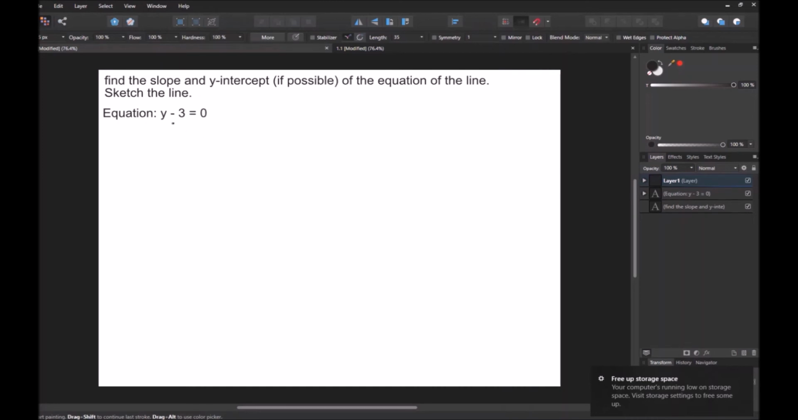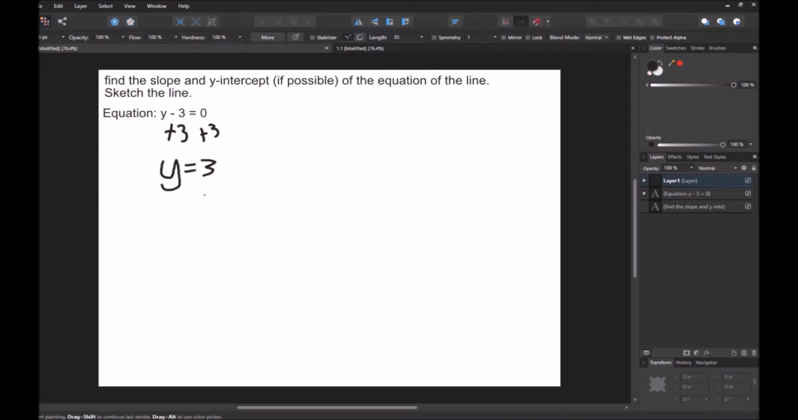The equation we're given is y minus 3 equals 0. Again, we could make this equation closer to the y equals mx plus b form that we're more familiar with just by adding 3 to both sides. So that's what I'm going to do. And I have y equals 3. Now notice here it doesn't say 3x plus something, it doesn't even say just 3x, it is just 3.